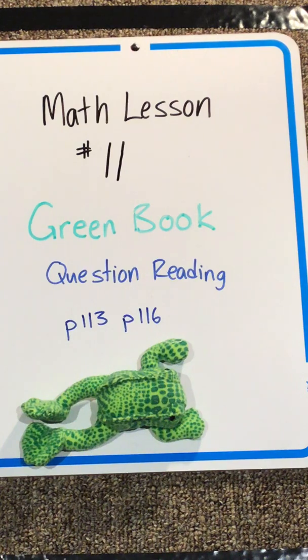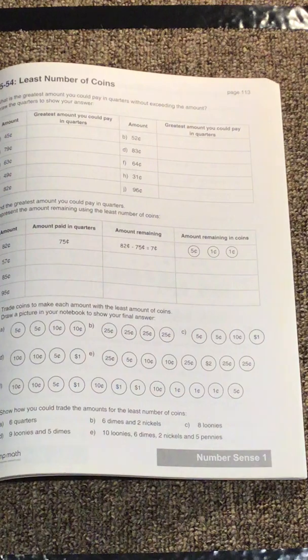All right, math crew, here it is, math lesson 11, the Green Book questions. Okay, starting on page 113.